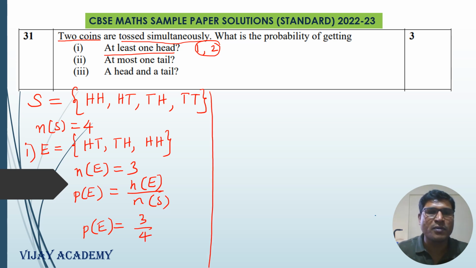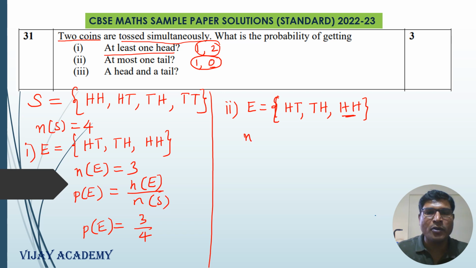the favorable outcomes for at most one tail. So for favorable outcomes for at most one tail, here at most means one tail or less than one tail, which means no tail. So let us write the outcomes which consist of exactly one tail or less than one tail. So under these outcomes we get head tail, then tail head, and head and head. So here in the third outcome, head and head, there is no tail.